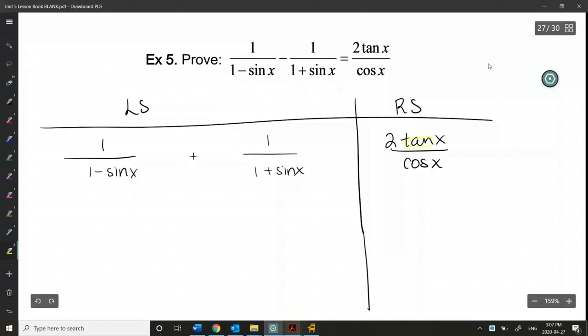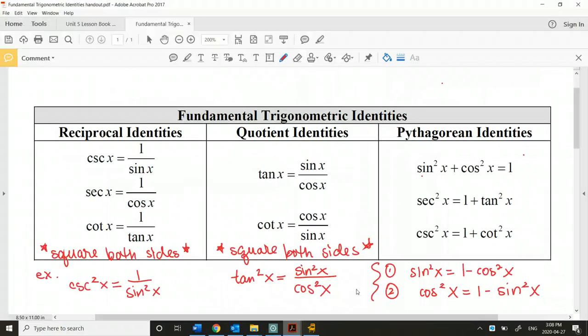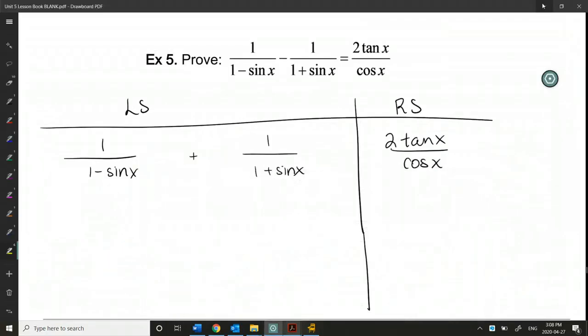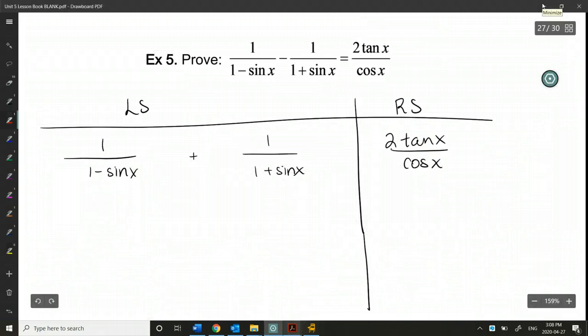ratios to see if they're in terms of sine and cosine. And I'm noticing one that's not. So this is actually what I'm going to start with, tan x. I'm going to use an identity that we used previously, and that is that tan x is equal to sine x over cos x. I use this identity a lot. So I'm going to replace tan x with sine x over cos x.